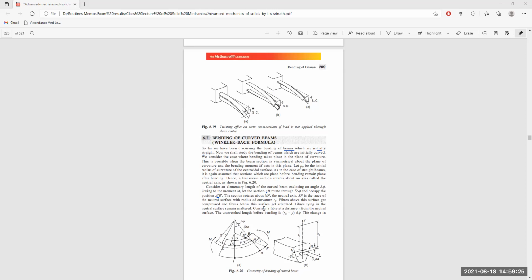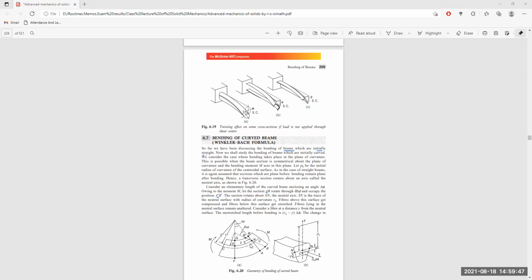Now, the fibers above, first of all, the section rotates about the section NN. NN is the neutral axis. So you know there is no force acting on this line, and there is no increase or decrease in length of this line. So about this neutral axis, this bending takes place without affecting its length itself.